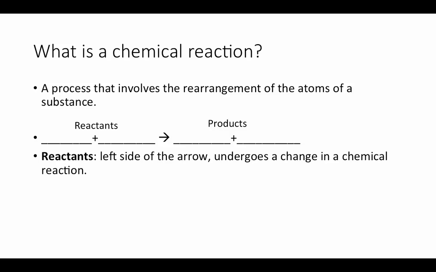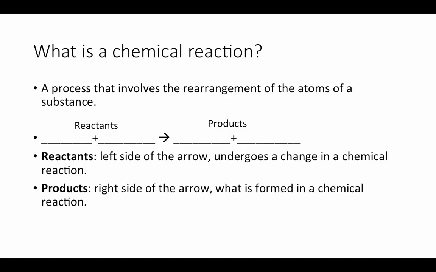So that's the notes we have to take. Reactants are on the left side of the arrow. The reactants are what will undergo the chemical change in the reaction, and the products are on the right side of the arrow. This is what's formed in the chemical reaction. Don't forget to pause if you need to.